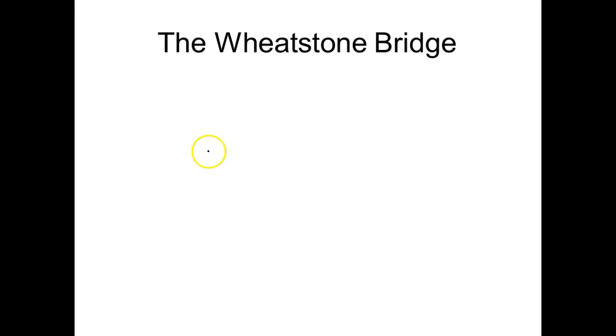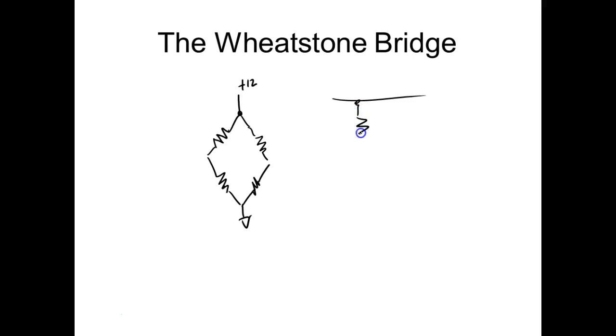So the Wheatstone bridge, you'll see a lot of people draw it like this, but it's very hard to draw. And then we put our voltage across here. So let's say this is plus 12. And then down here, this would be common. The easiest way to draw it and see how it operates is just to draw it as a series parallel circuit.